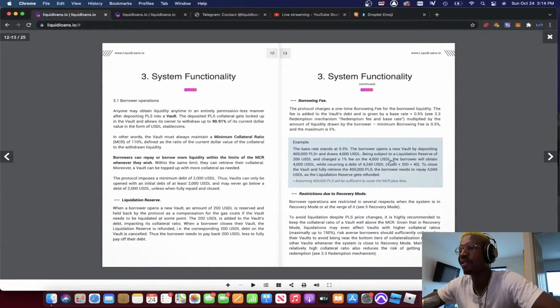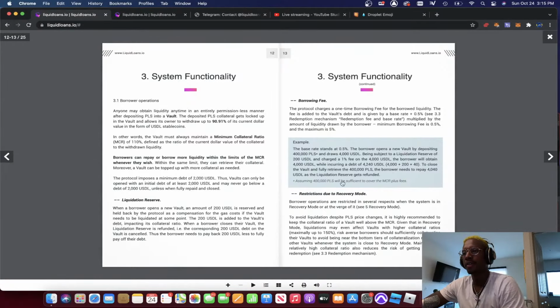So that's your initial 4,000 that you got to pay back in the USDL. 200 for this fee right here, this liquidation reserve fee, just in case they have to liquidate you. They're going to use your money. And then an additional $40 charge on the fee on the 4,000 USDL that you take out. So to close the vault and fully retrieve 400,000 PLS, the borrower needs to repay 4,040 USDL as the liquidation reserve gets refunded. Cool. Okay, that's really dope, man.